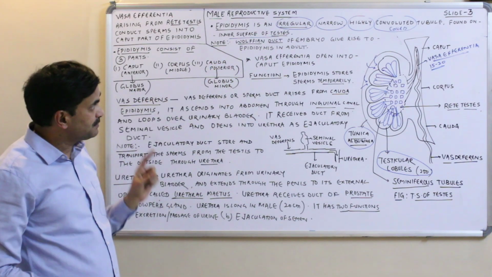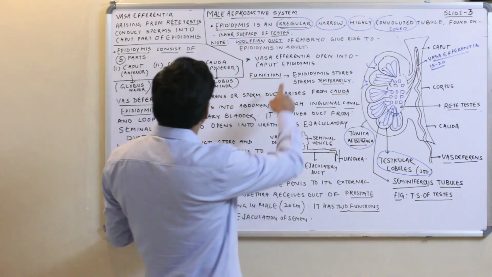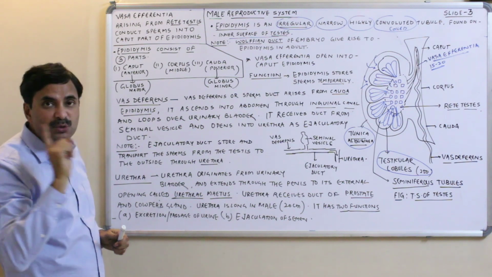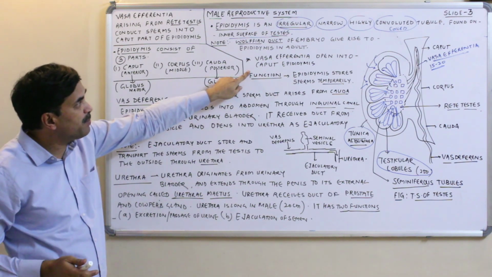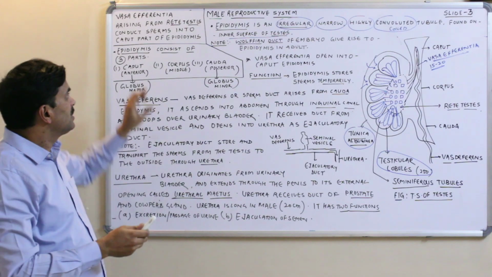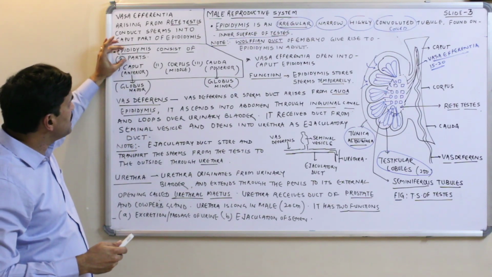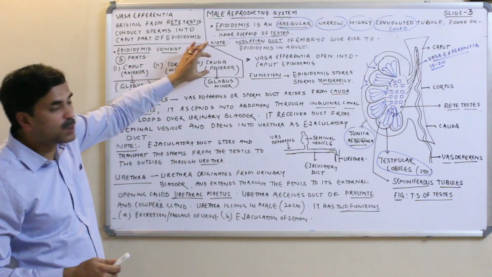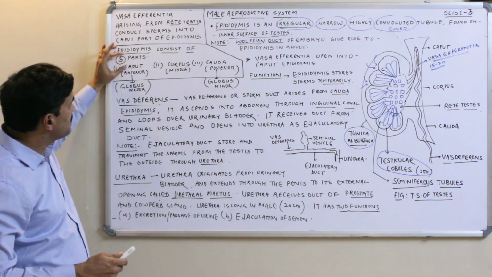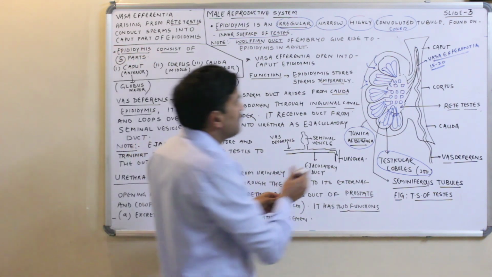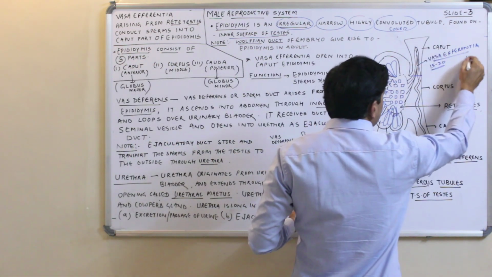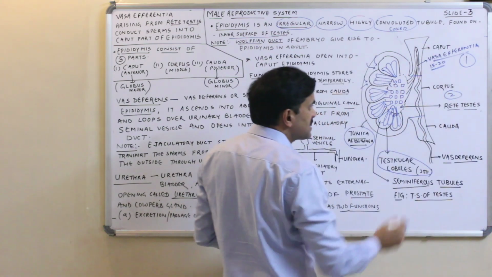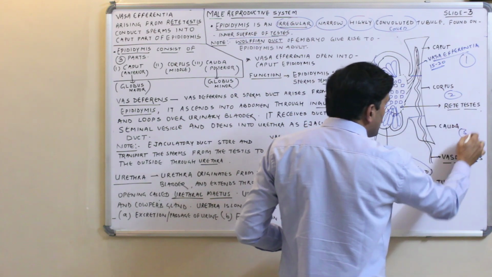Always remember that vas deferens open into caput epididymis. Now, what is this caput part? The epididymis consists of three parts: caput, corpus, cauda. Again I am repeating, epididymis consists of three parts: caput, corpus, cauda. This is the first part, known as the caput. Now this is the second part, known as the corpus, and this is the third part, known as the cauda.